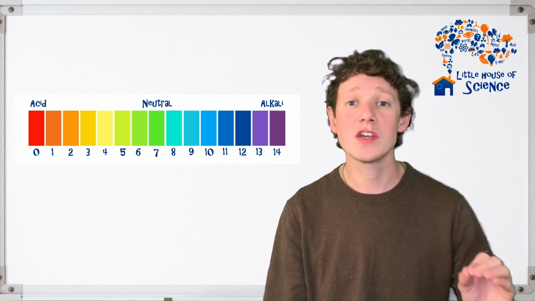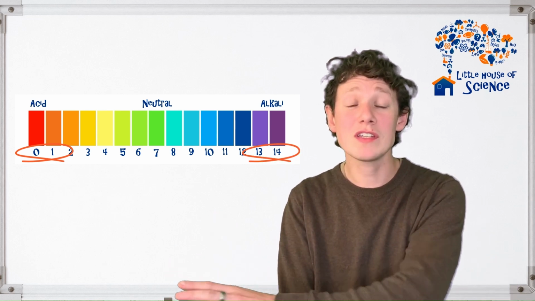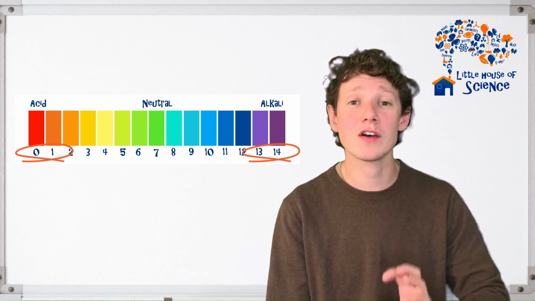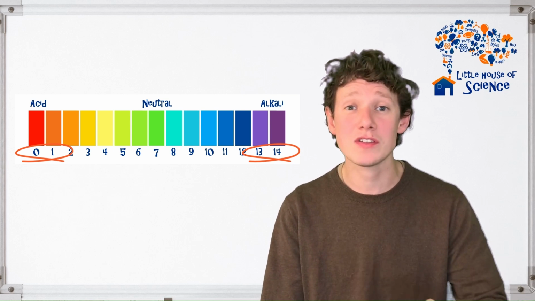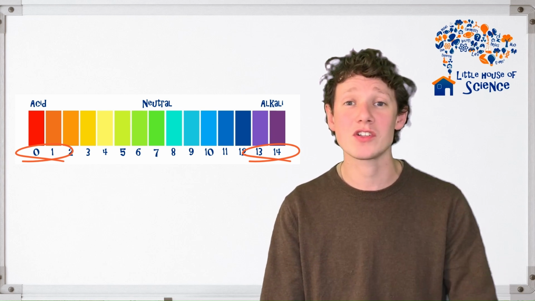Chemicals with a value of 0 or 1, or 13 or 14, are incredibly dangerous. They are the strongest acids and alkalis in the world. They are all completely toxic to humans and dangerous to touch.